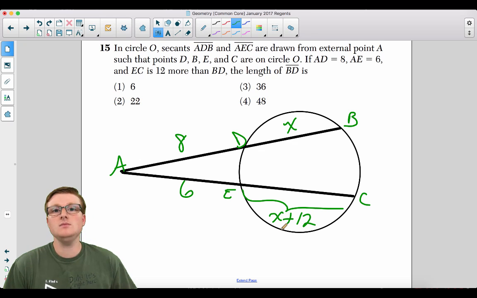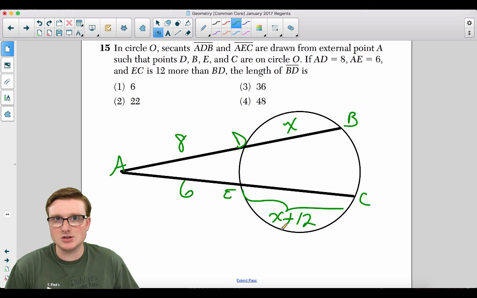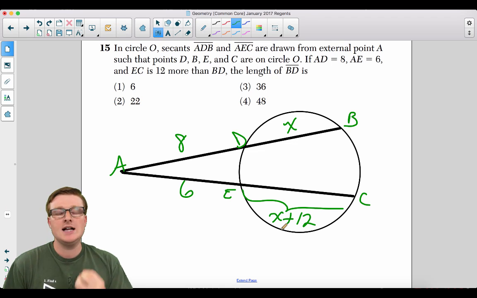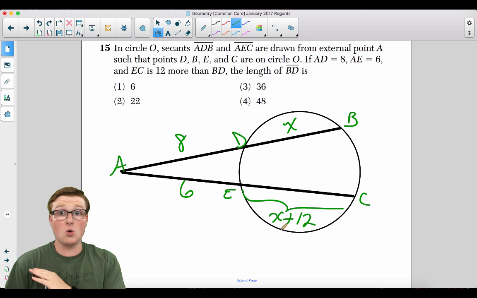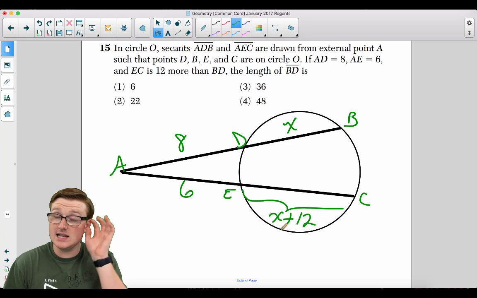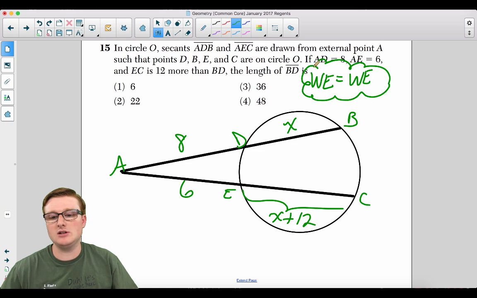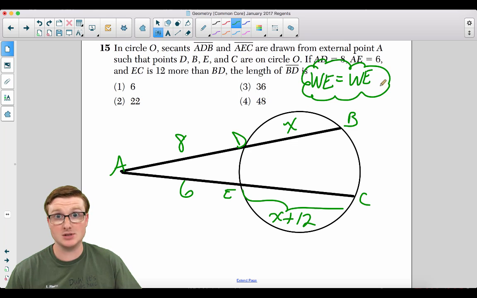Okay. When you are given two secants, you have to know the relationship of these segments. The relationship to solve for X or solve for any length given two secants in a circle is WEE. WEE is the formula that you need to use, and WEE stands for whole times external equals whole times external.